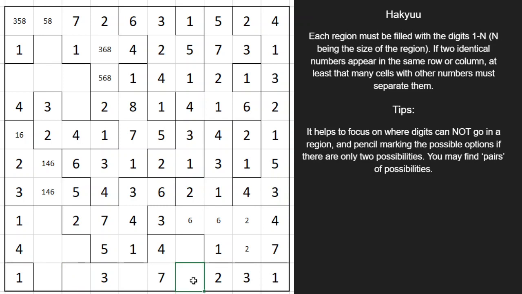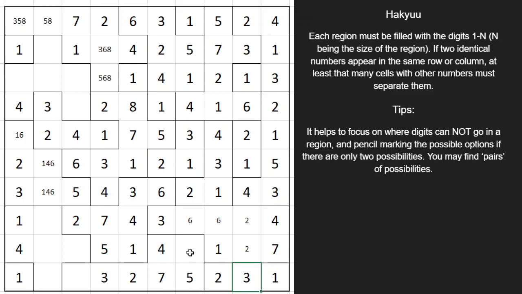2 can't go here or here because of these 2s. So, oh, and a 2 can't go here. So this 2 blocks that cell, this 2 blocks that cell, and this 2 blocks that one. So the 2 goes in the middle. This 5 blocks that cell, and this 5 blocks that cell, so the 5 goes there.